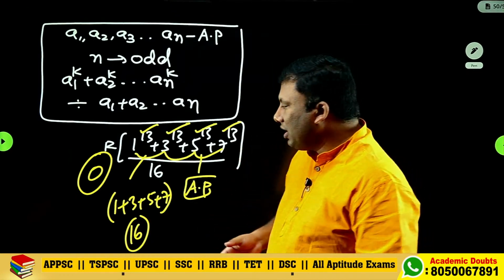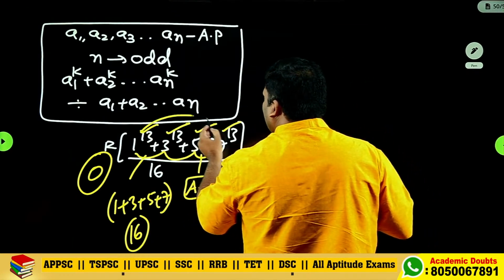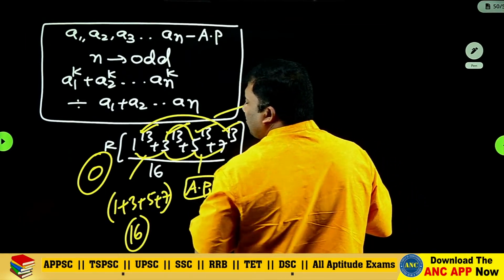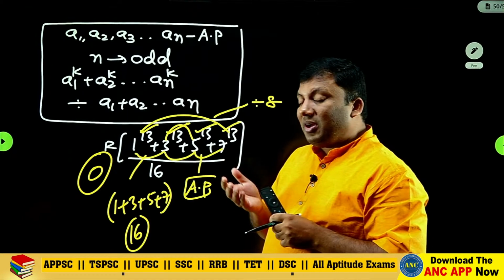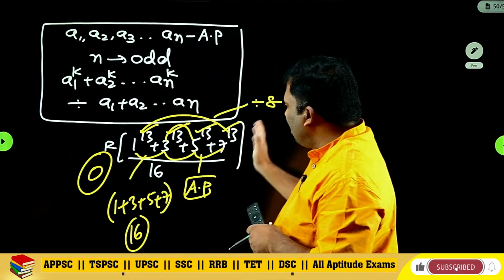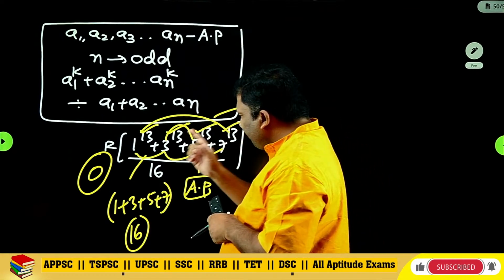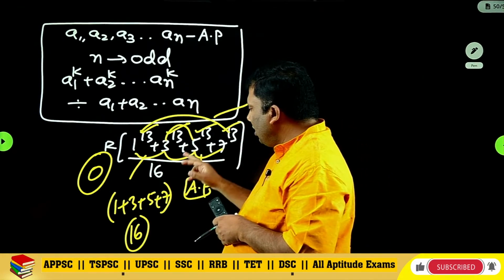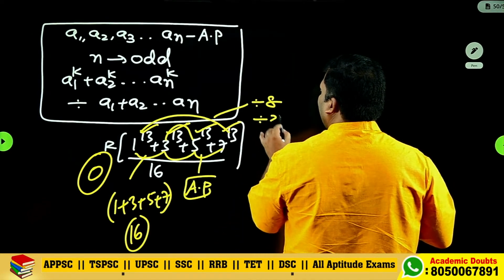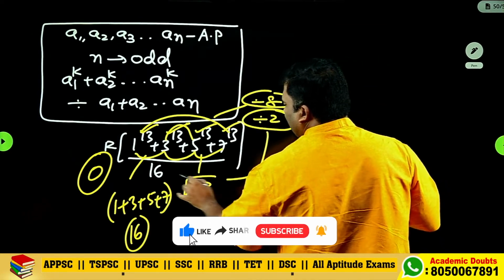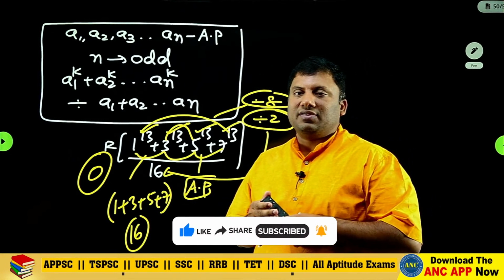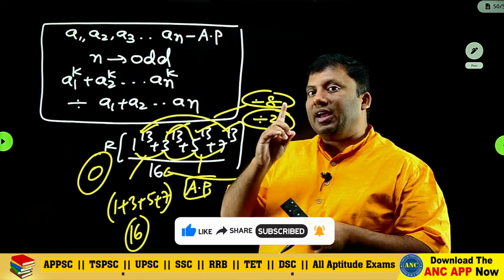Sir, how did you get it? Simple, sir. a power n plus b power n is divisible by a plus b. Take 3 power 13 plus 5 power 13; the power is an odd number. So a power n plus b power n is divisible by 8. The numerator is divisible by 8. Odd plus odd is even, so the numerator is also divisible by 2. Any number divisible by 8 and 2 is divisible by 16. I hope the idea is clear.